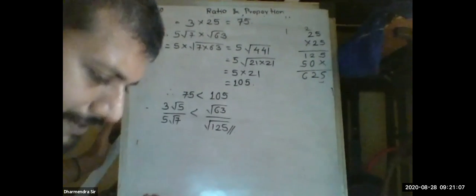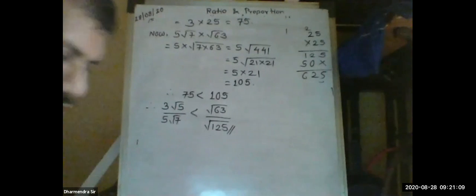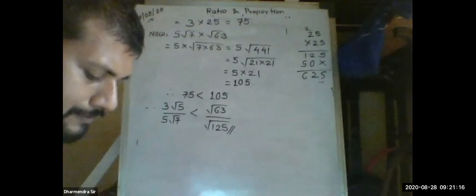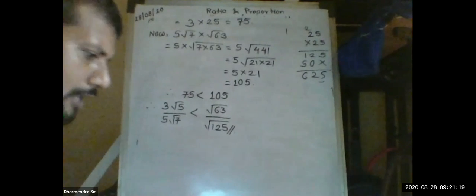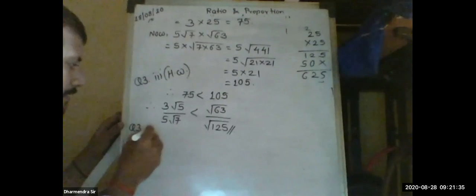Now, the third one is very easy. You can try it by yourself. Third is homework, question number three. I'll be doing the fourth one for you. Question number four, I'm doing for you.